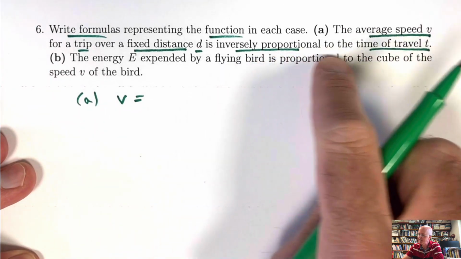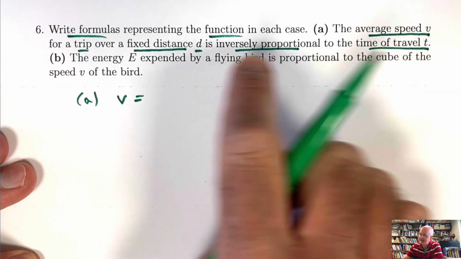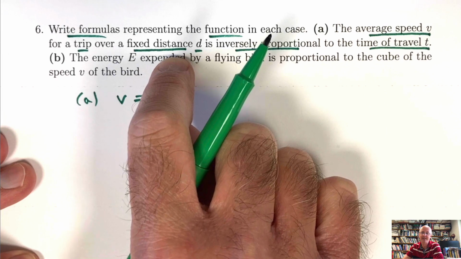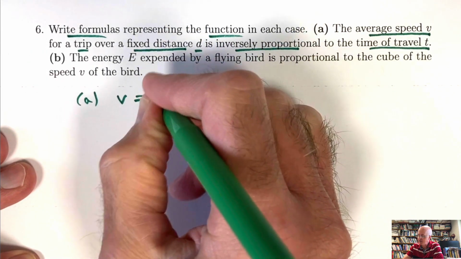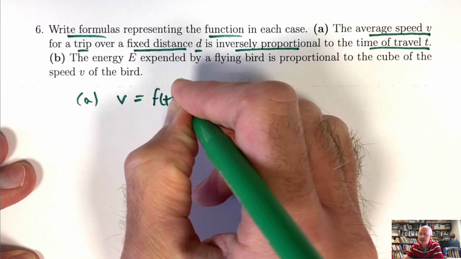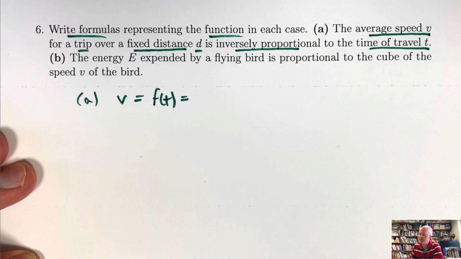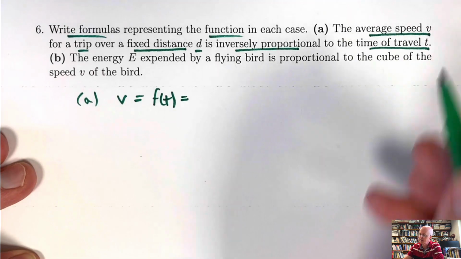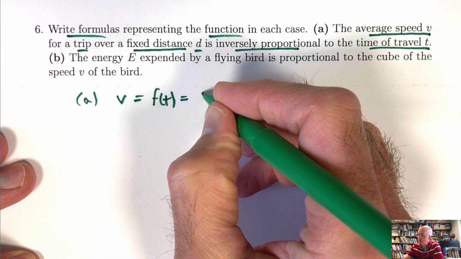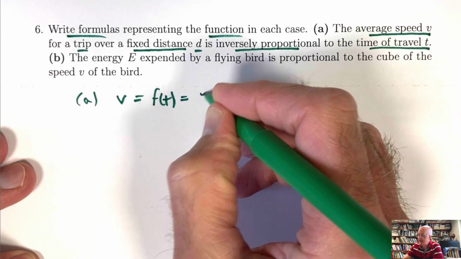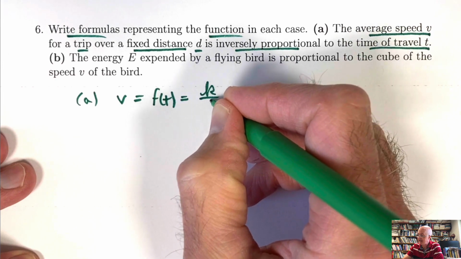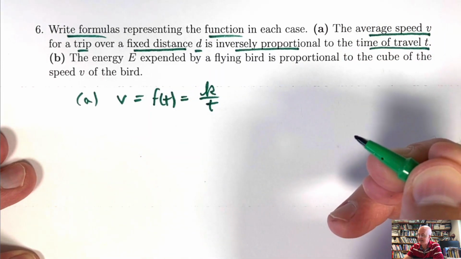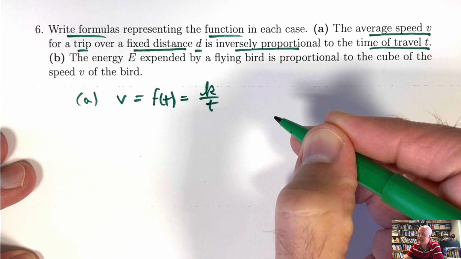There's all letters here, but the way you think about them is important. The inverse proportionality is with respect to t, and d is a fixed distance. It could be 10 miles or 100 kilometers or whatever. I want to ultimately think of v as a function of t, but the d will still be in the formula. It's inversely proportional to the time of travel. There's some constant of proportionality. I'm initially going to call it k here, where v equals f of t equals k divided by t. And the question here is, what is k?